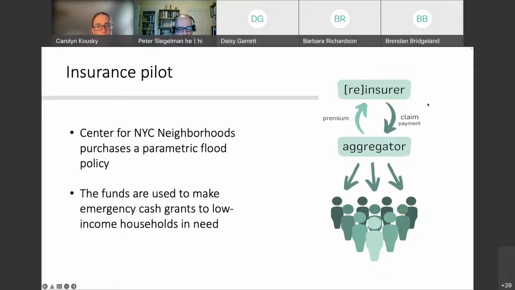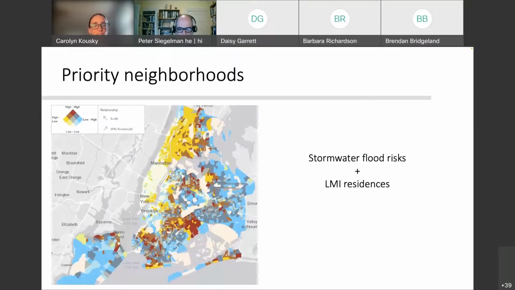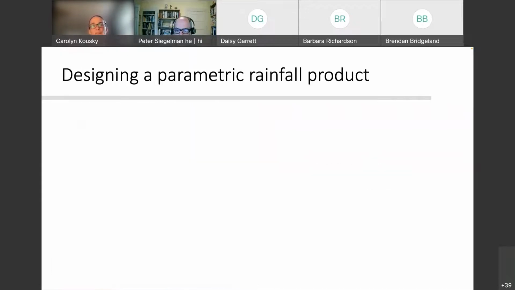So we'll see. This is going to be piloted in several different neighborhoods around New York City. The final ones are still not decided yet. But we looked at a number of ways to prioritize neighborhoods and largely settled on the simplest thing, which is where there's high stormwater flood risk and where there are also low-income residents at risk of that type of flooding. And so we're now in the process of actually designing this product.